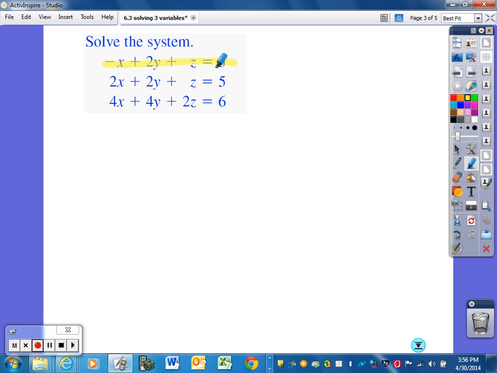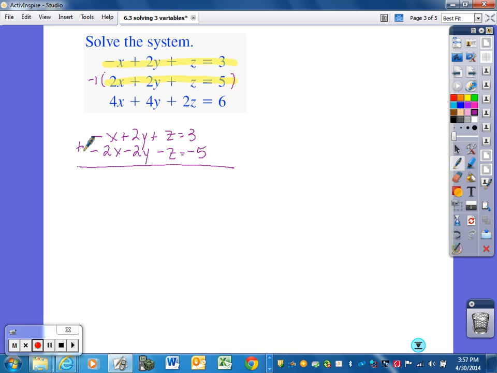I'm going to choose the first 2 equations. When I see these z's being the same, if I multiply one by a negative 1, the z's will drop. So I have negative x plus 2y plus z equals 3. And I'm going to multiply this one by a negative 1. So negative 2x minus 2y minus z equals negative 5. Now when I add these, negative 3x, y's drop, z's drop, equals negative 2. x equals 2/3.